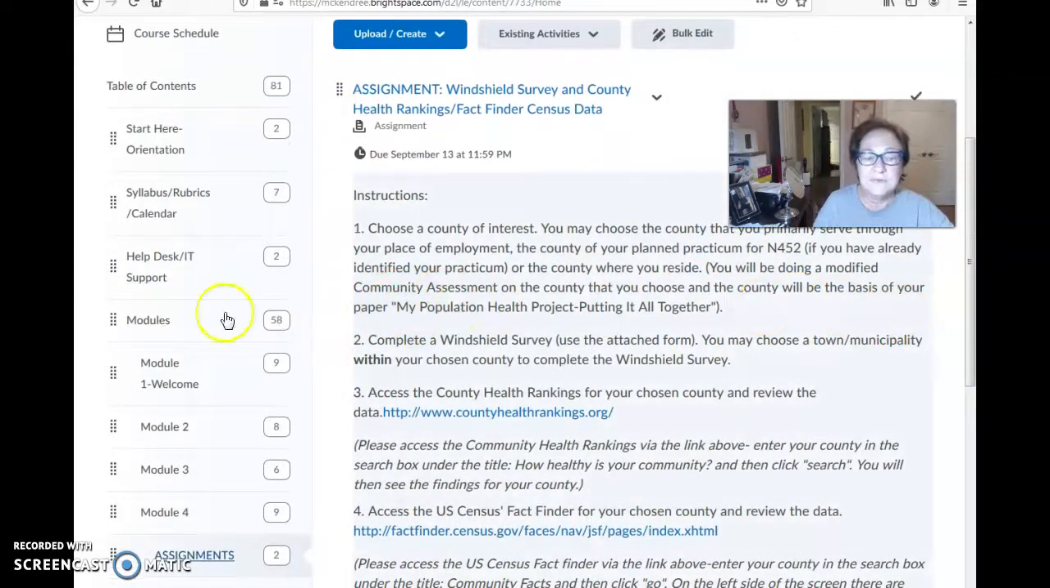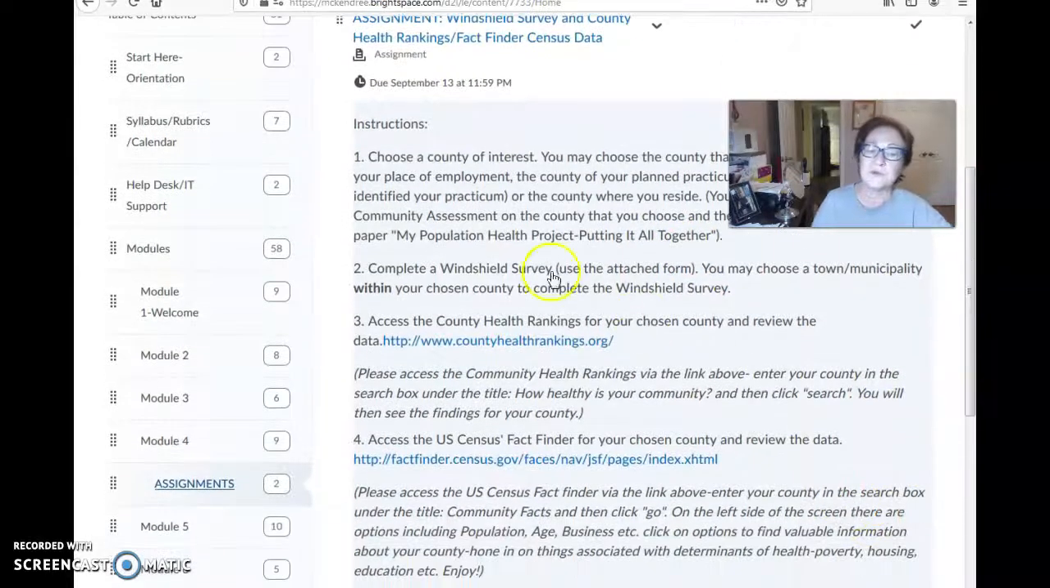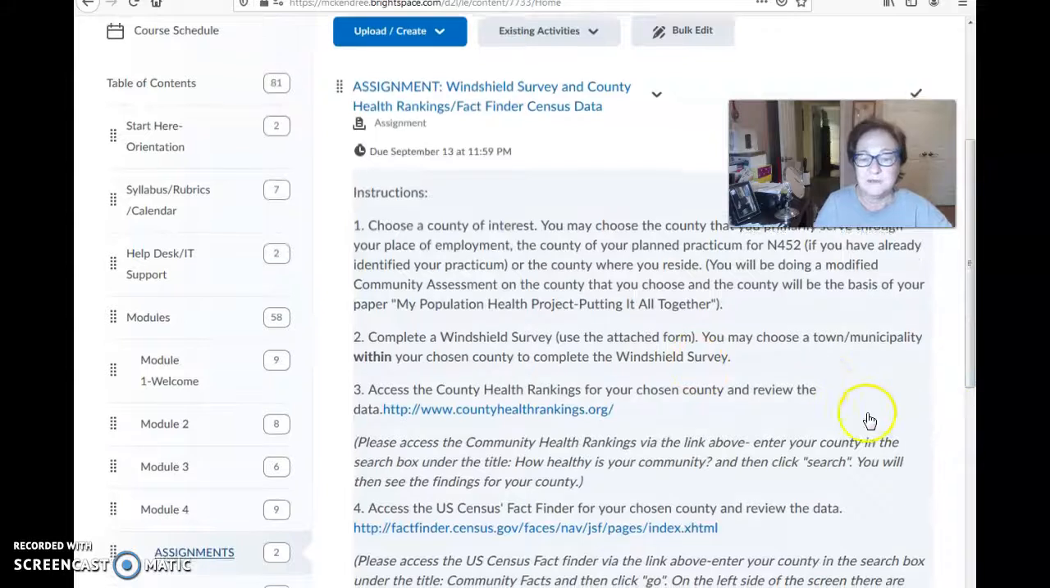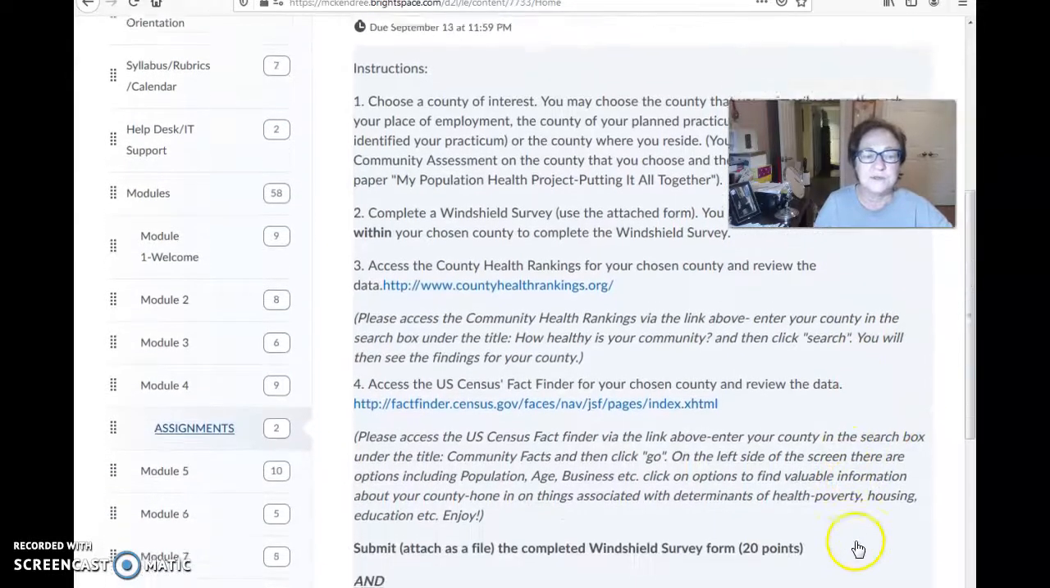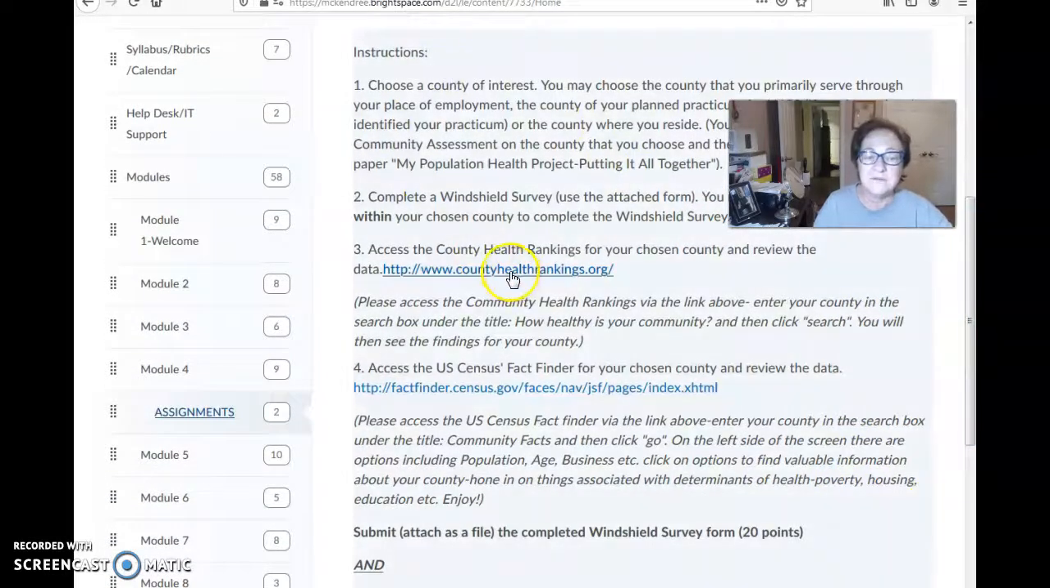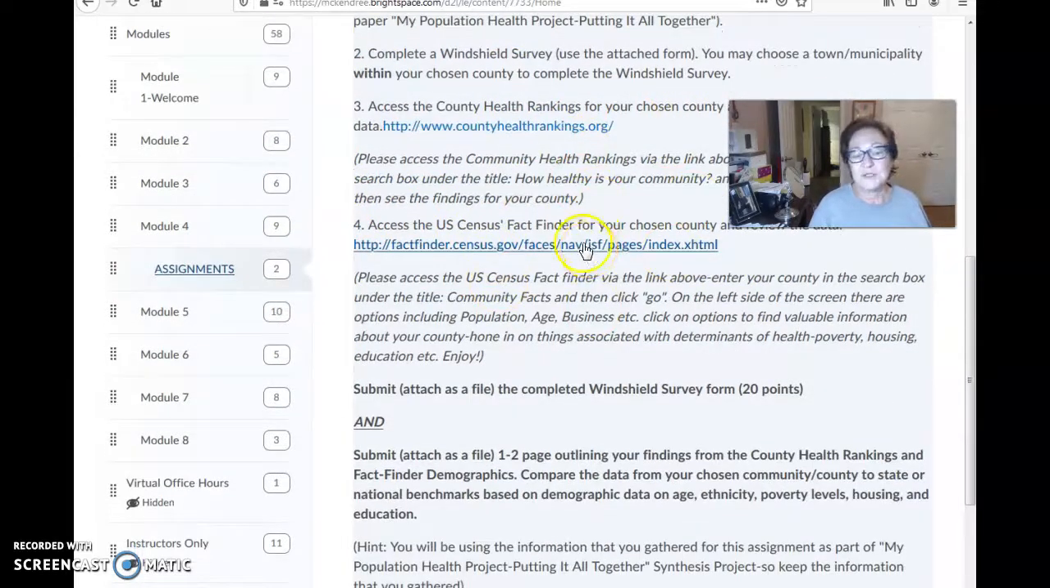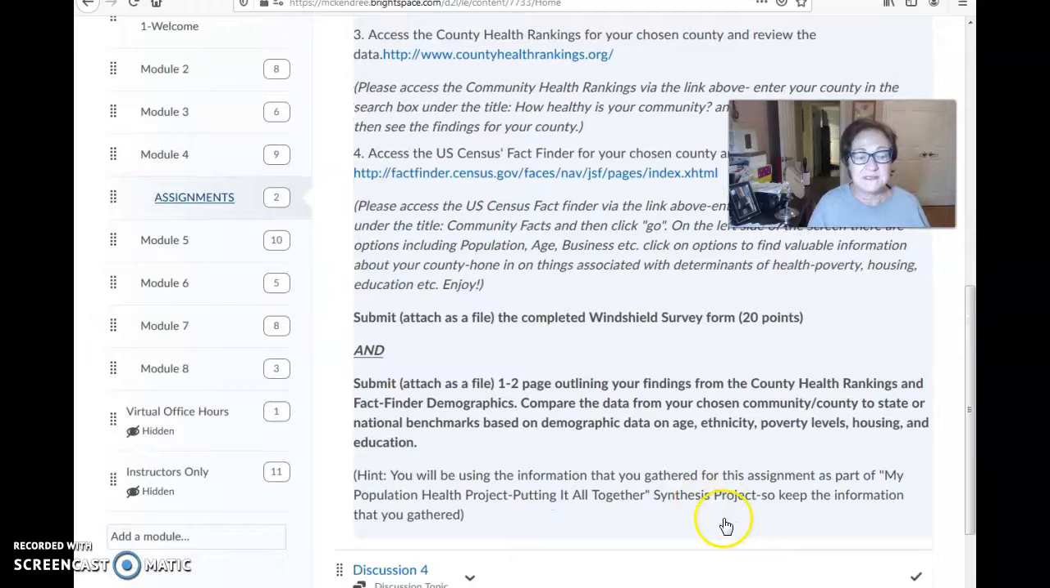So you're going to be using my population health project at the end of this, putting it all together. So the windshield survey has an attached form here that you're going to be using. And I think I went over it a little bit last week. And then the week after, you have an assignment from the county health rankings. And this is why you only had a discussion question last week and this week, so you can get busy on this.